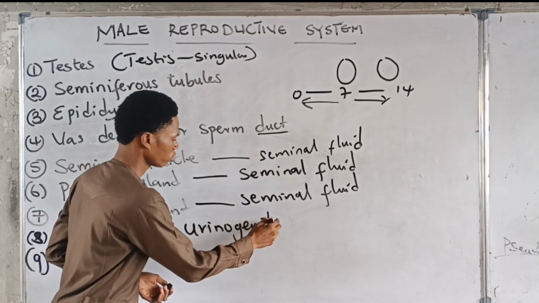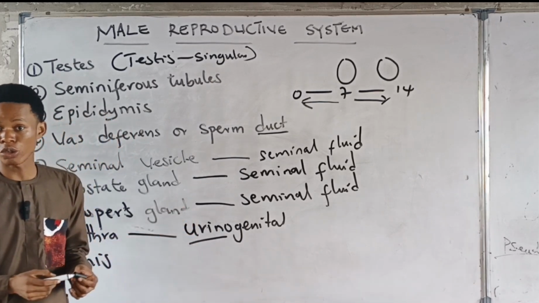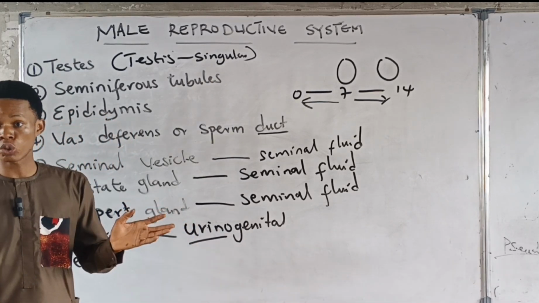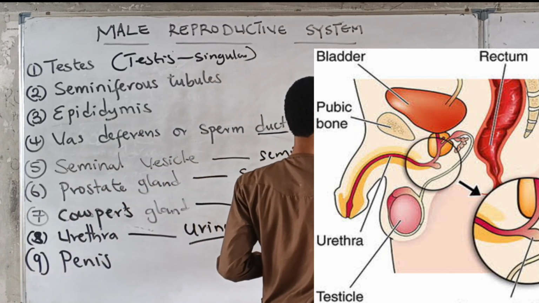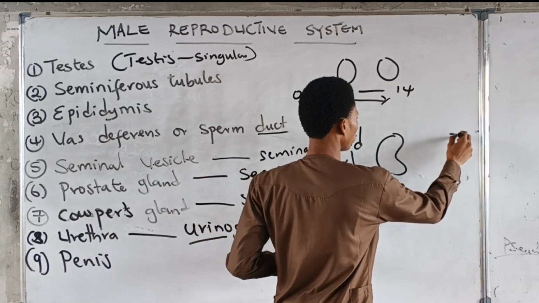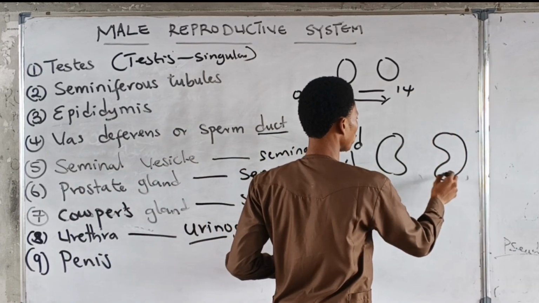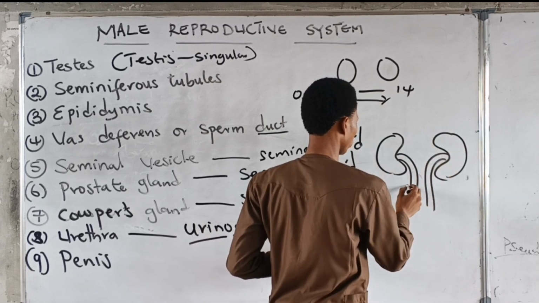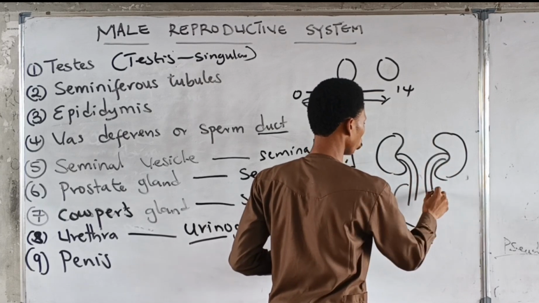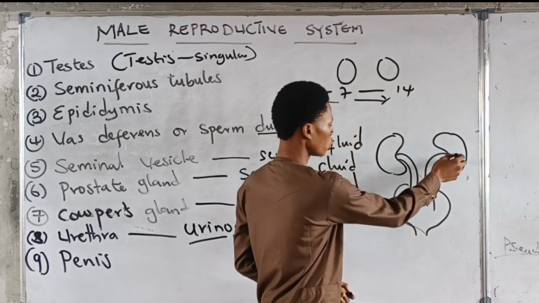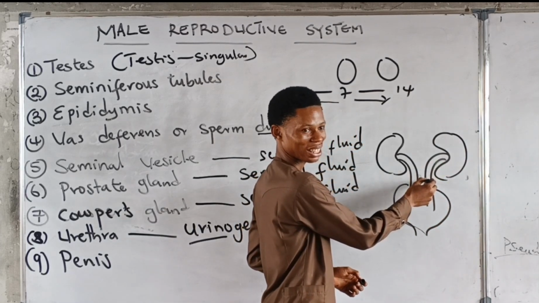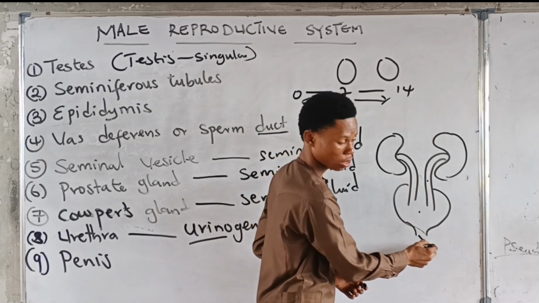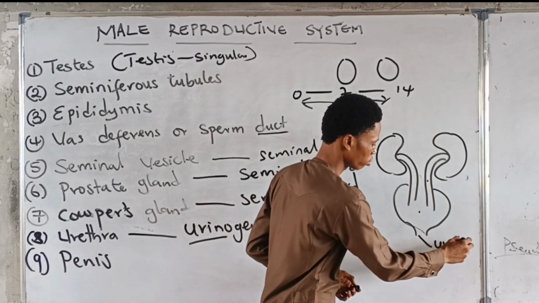urinogenital function. Urino is talking about urine, right? The urethra is like the passage where urine passes from. If you draw your urinary system, urine is produced where? In the kidney, right? Functional part of the kidney called nephron. Now if you draw this, this is the kidney, this is the ureter, and this is the bladder, right? And this is the urethra.